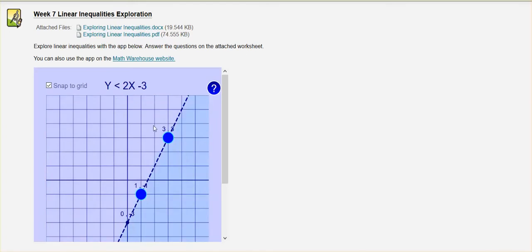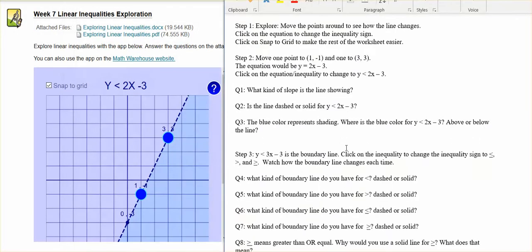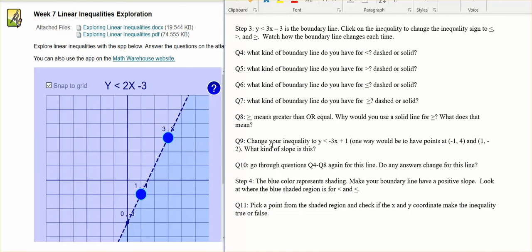So on the worksheet, you're going to say when it was dashed and when it was solid and what symbol matched that. That's what that next part is asking. This symbol means greater than or equal. Why would you use a solid line for greater than or equal? What does that mean? With a dash line like I have it right now, the points that are on the dash line would not be solutions to this inequality.